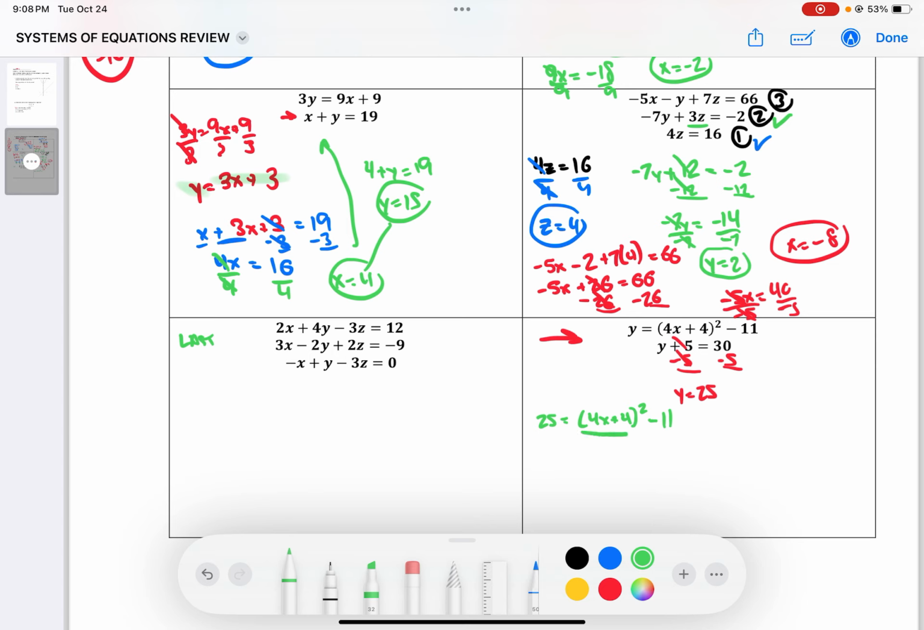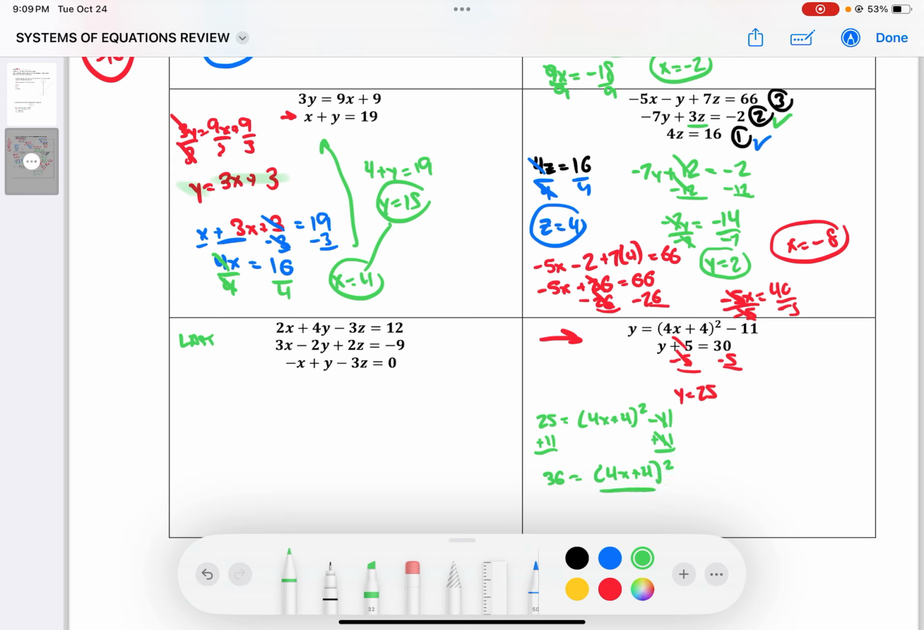You cannot take a square root until the base of your exponent is all by itself. And at this moment, it is not all by itself. There is a minus 11 in the way. So I'm going to take a step and add 11 to both sides. So 25 plus 11 is 36. Equals 4x plus 4 squared.